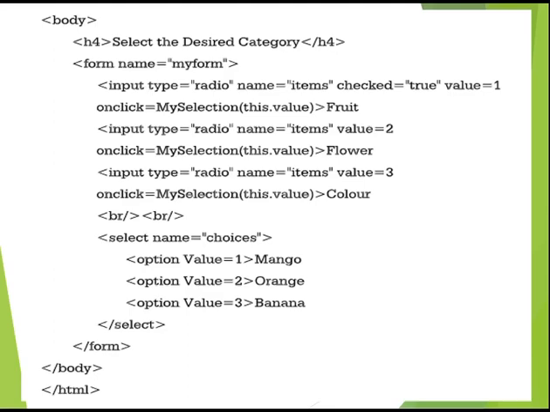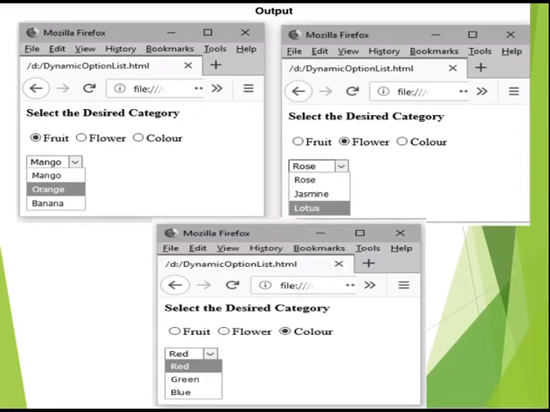Similarly, the options for flower and color will be created. Okay. So this is your output as I explained to you all. I hope this code is also clear to you all. Let's move on to the next slide.